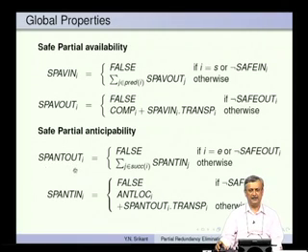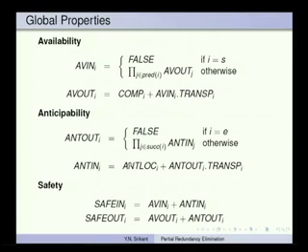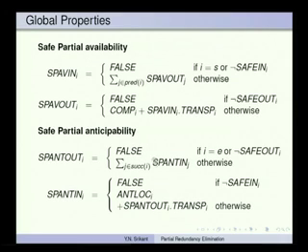The safe partial anticipability at the output point of I is similar. It is false if I is either the end block or the output point is not safe. In other cases, again you take the union, rather the OR operation, of spant in j, where j are the successors. In the previous case we took successors, but we took AND operation. In this case again we take OR operation because we are looking at partial anticipability. Any one of the paths will do, that is why OR operation.